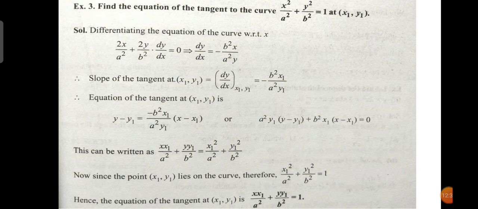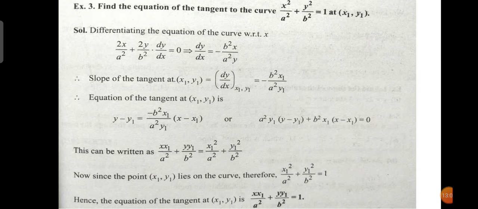Then the equation of the tangent at x1, y1 is y minus y1 is equal to, substitute the value of dy by dx in the place of m, so minus b square x1 by a square y1 into x minus x1. Or cross multiply: a square y1 into y minus y1 plus b square x1 into x minus x1 is equal to 0.